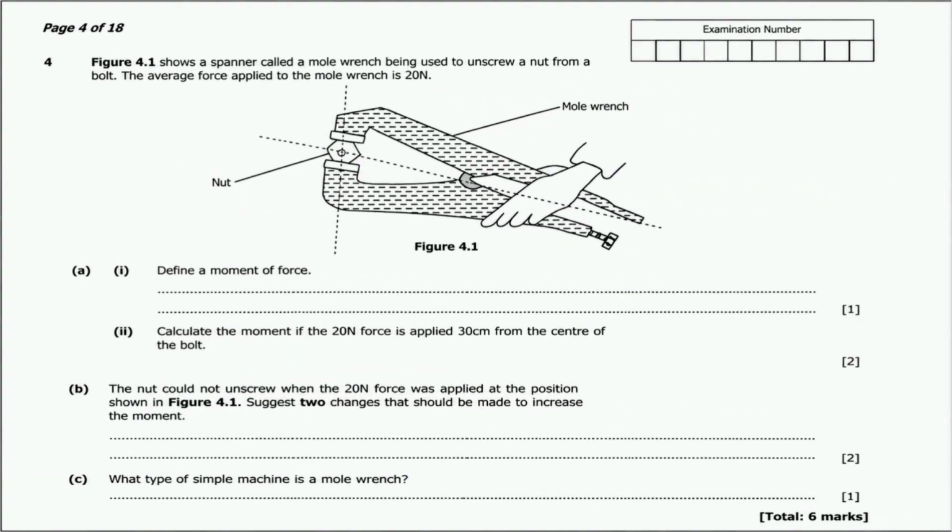Alright, now let's start our exam practice on the topic moment. This question came in the 2025 GCE Pure Physics paper 2, question number 4, and it reads: Figure 4.1 shows a spanner called the mole wrench being used to unscrew a nut from a bolt. The average force applied to the mole wrench is 20 newtons. Question A1 reads: define a moment of force.